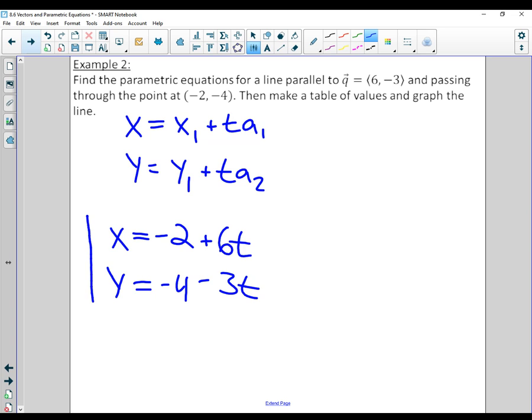Those are the equations. And then it says make a table of values and graph it.